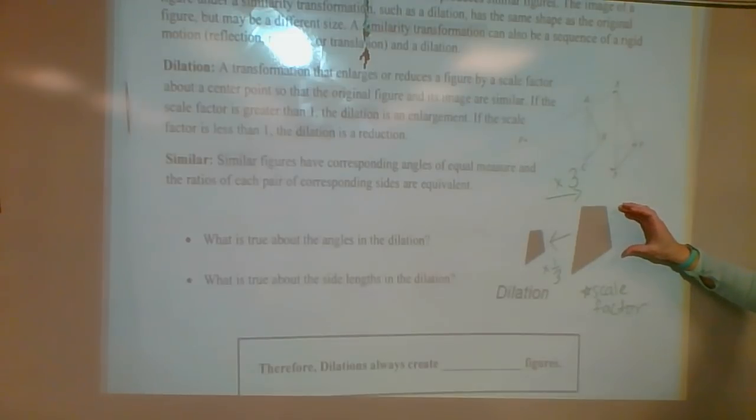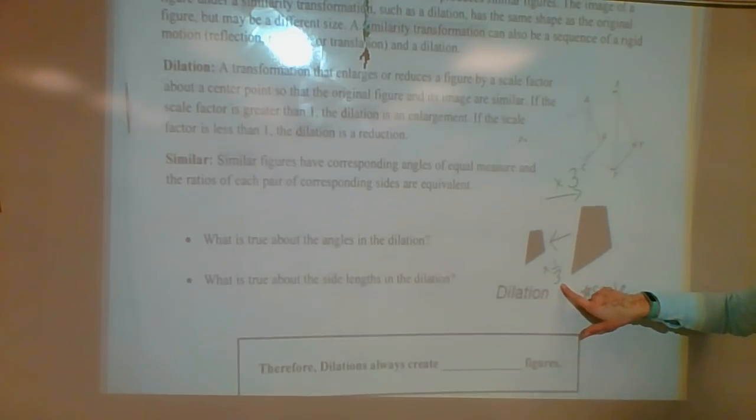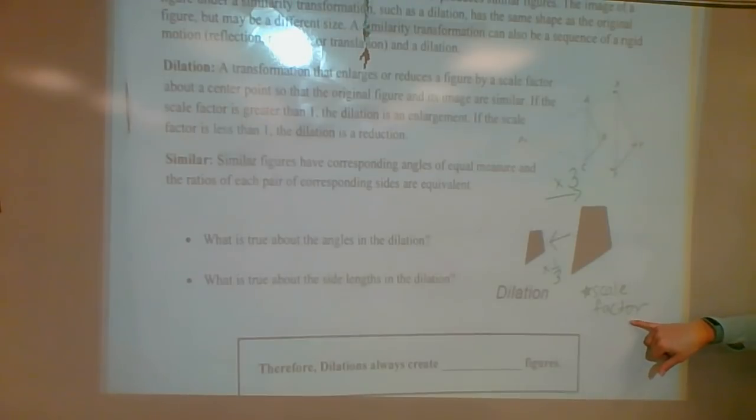Or if I'm getting smaller, say it was going from this shape down to that one, we could say my scale factor is times 1/3. Remember, we never write it as division, we say we times it by a fraction. I also made that little note to myself. Dilation means the same thing as scale factor.